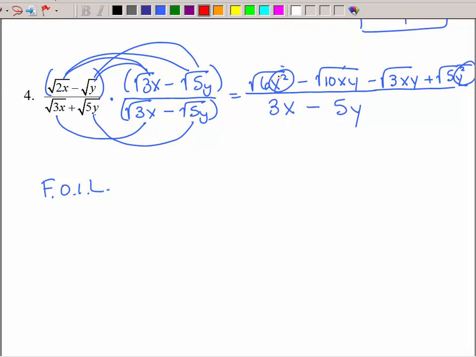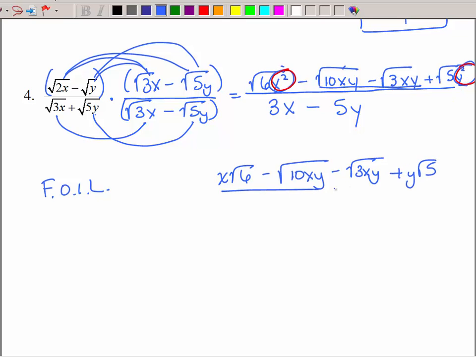Okay, can we simplify? Well, I do see these perfect squares, so they can come outside of the radical. So I have x times the square root of 6. And then these are not alike because there's a 10 and a 3, so I'm just going to keep that as is. And then here the y can come out, but the 5 stays in. All divided by 3x minus 5y.